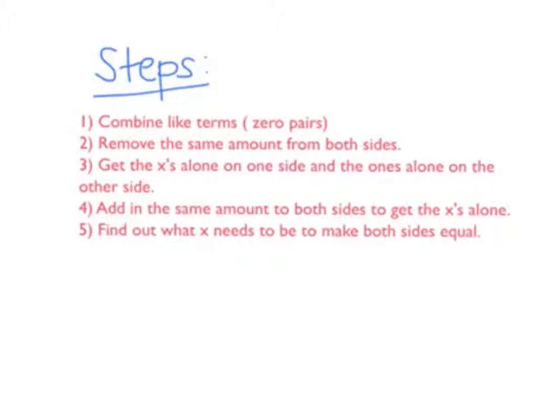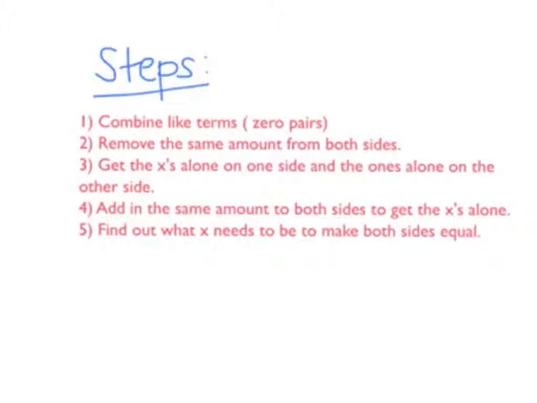Before we look at the examples, let's make sure we have the steps recorded. Alright, step one to solving an equation. Once you have all the tiles built, you want to combine your like terms, which is like making zero pairs. You guys have gotten really good at doing this. We've been practicing that for a while now.